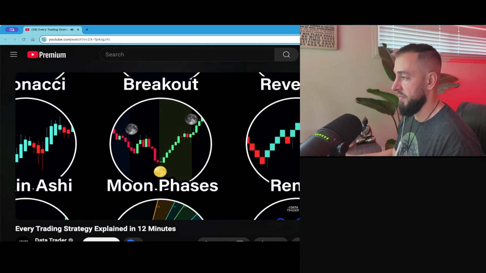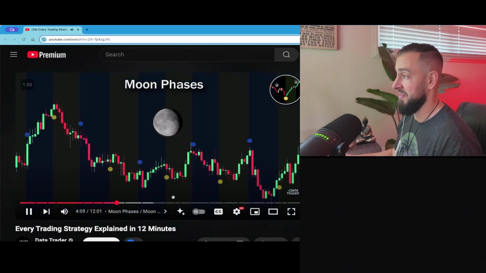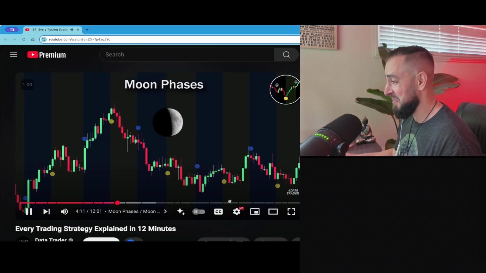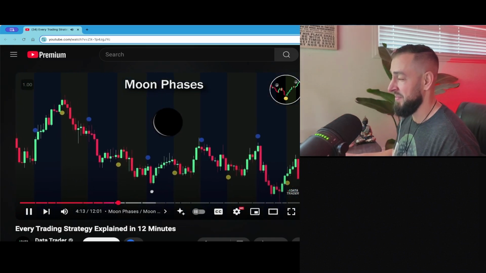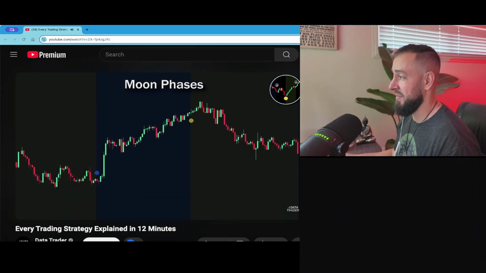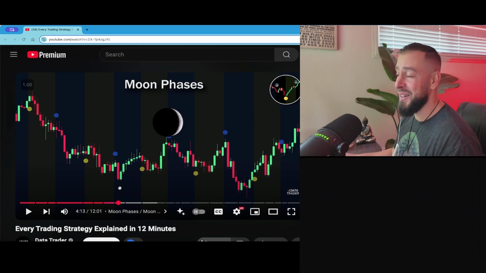Moon phases. It is a concept that utilizes moon cycles to time the market. This is not a joke, people. Moon phase traders believe that moon cycles are correlated with human emotions and behavior, which could have an influence on the market. What's kind of fascinating is you can see it actually kind of works, which is kind of cool.